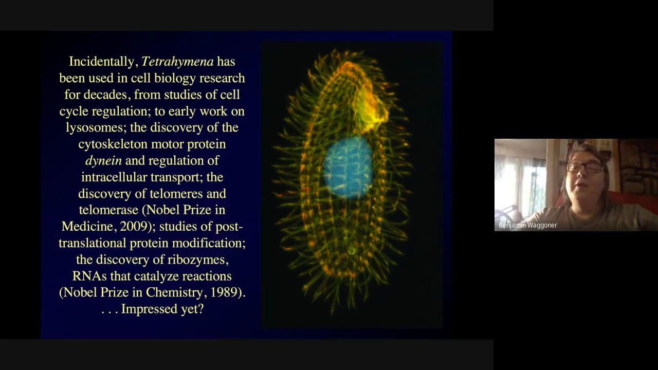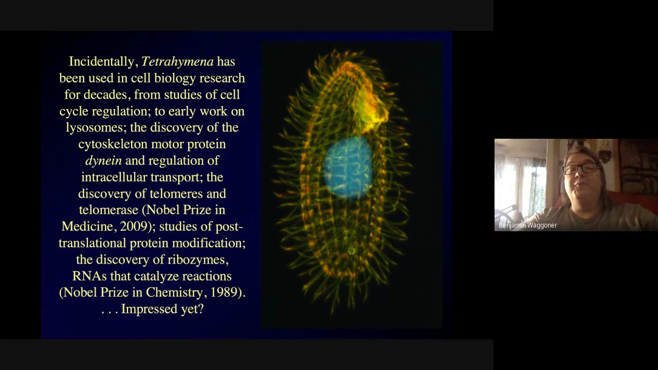And one was for the discovery of telomeres, right? These capping structures at the tips of chromosomes. The guy who found that won the Nobel Prize in Medicine in 2009. Understanding telomeres is critical to understanding things like aging. Thomas Cech discovered ribozymes. Those are RNAs that catalyze chemical reactions as if they were enzymes. And he won the Nobel Prize in 1989 in chemistry.